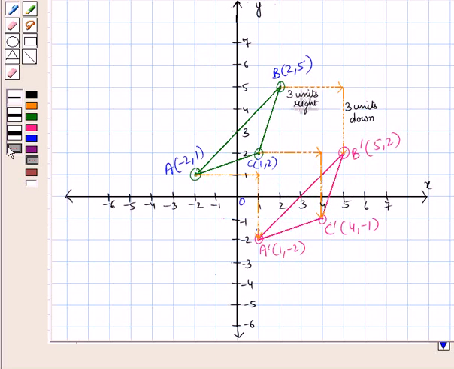So in this session we have learnt about the effect of dilation and translation on two-dimensional figures using coordinates.